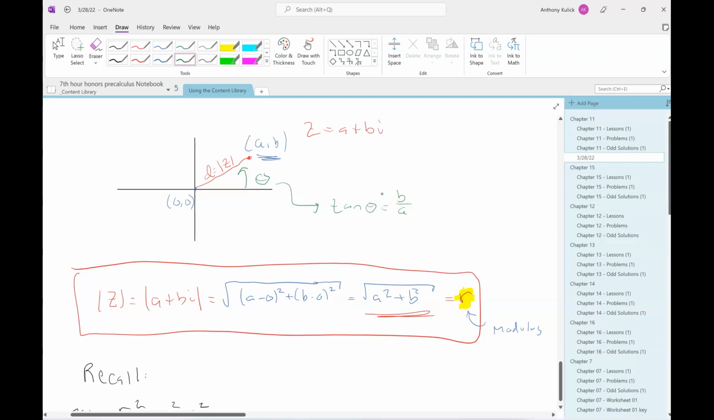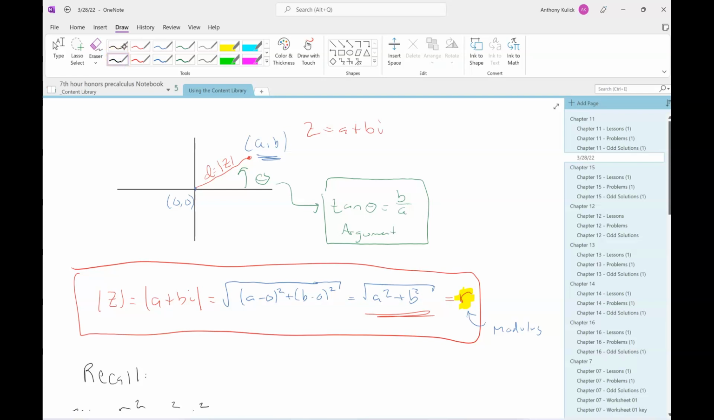Boy, that looks familiar, doesn't it? How many times has that particular little guy come up here, that tangent of theta is equal to y over x? I don't know, about 4 or 5 times, maybe more so far this year. This angle we'll often refer to as the argument. So we have the argument and we have the modulus.